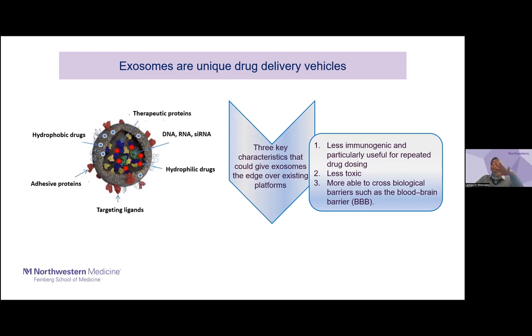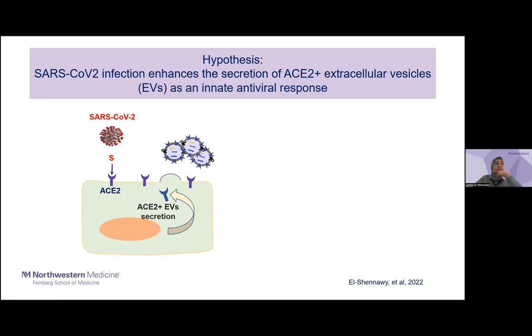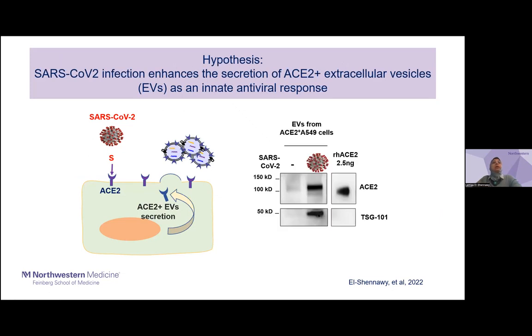So from our findings with the patient plasma and from what we know about exosomes, we developed our interesting hypothesis, which is that SARS-CoV-2 infection enhances the secretion of ACE2 positive extracellular vesicles as an innate antiviral response. And what actually supported our hypothesis is our initial finding using ACE2 overexpressing lung epithelial cells. We found that viral infection enhanced the expression of ACE2 expressing vesicles after 72 hours of infection compared to non-infected cells.